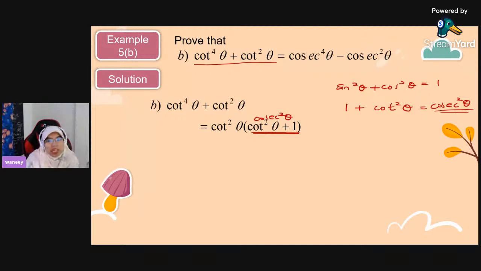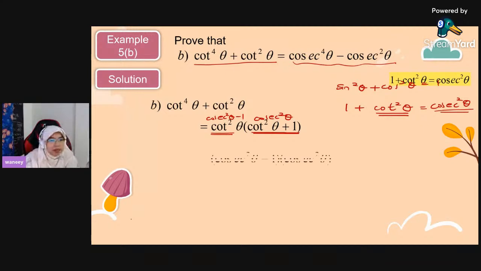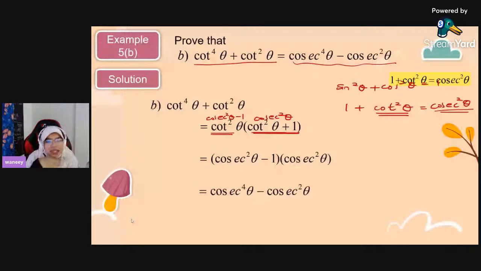Okay, so now if you check your right hand side, everything needs to be in cosecant. Therefore, I cannot have this cotangent in front. So I have to change it in terms of cosecant. If you make cotangent square the subject, you should be able to see that cotangent square is actually cosecant square minus 1. So we can change it to cosecant square minus 1 multiplied with cosecant square, and then expand them. You will have cosecant to the power of 4 theta minus cosecant square theta, and that is what we have on the right hand side. So this is proven, done.